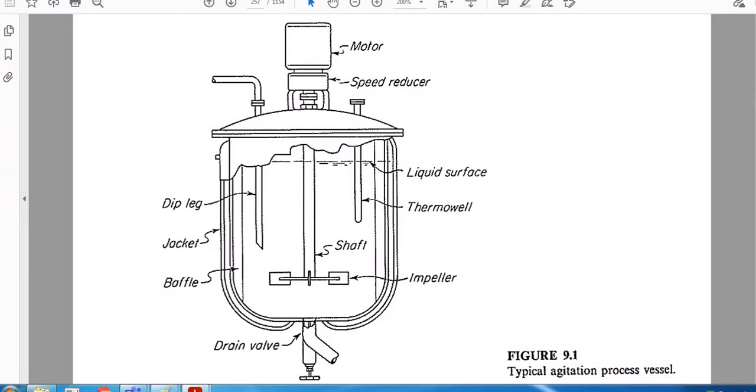So if you see this diagram, what is this diagram? I'll start with the items: motor, speed reducer, liquid surface, thermowell, impeller, shaft, drain valve, baffle, jacket, and dip pipe. So this many parts constitute your total agitation system, which are present inside the process vessel. So here, this vessel is used for what purpose?